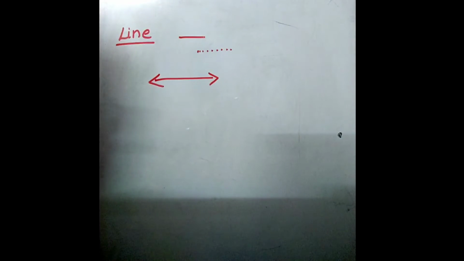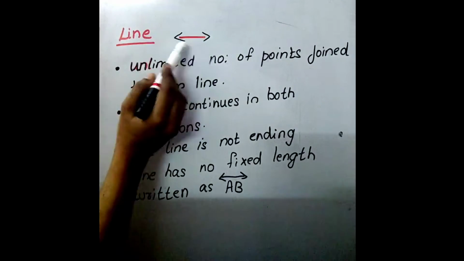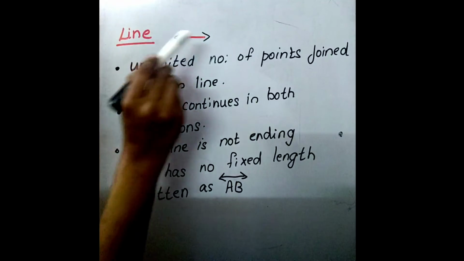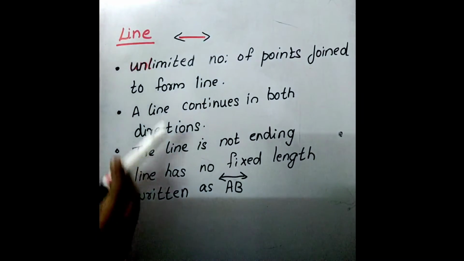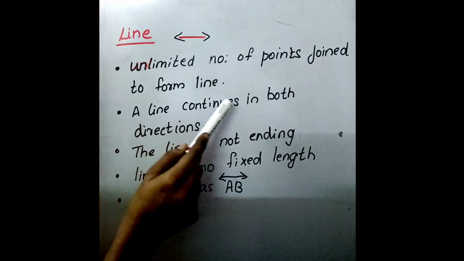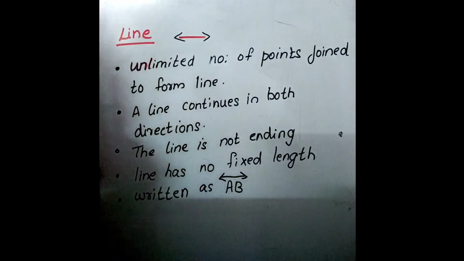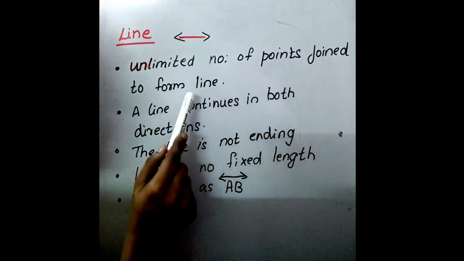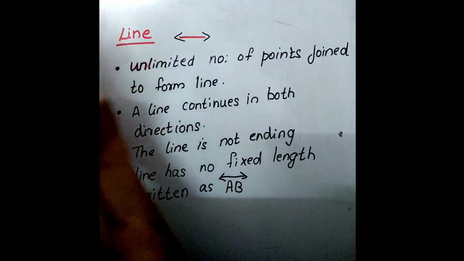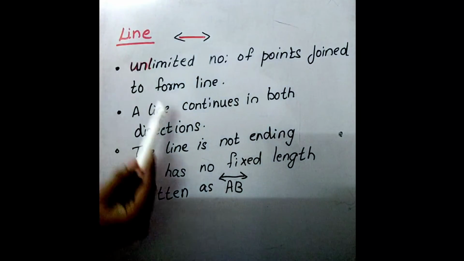What are the features of a line? This is a line. A line is represented as a straight line with two arrows at both the ends. An unlimited number of points joined together form a line. We first studied the points. Then, a line continues in both directions, to this direction and to this direction.